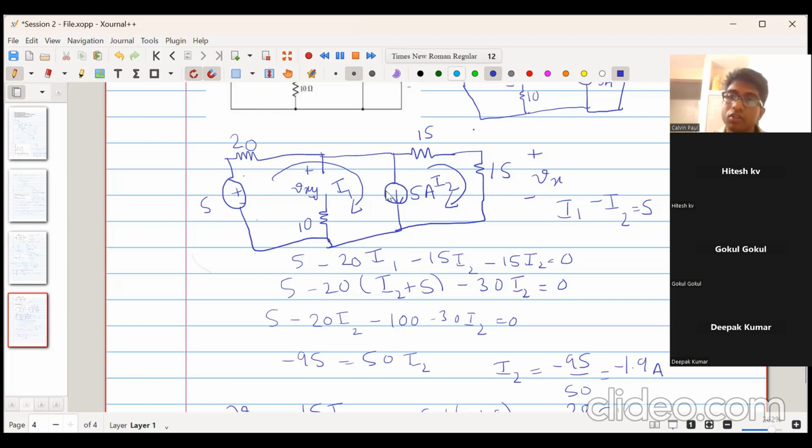Because we don't know the voltage across a current source. That is undefined. That is not known to us. Similarly, we don't know the current through a voltage source. That also we don't know. Those things you must keep in mind. That's why we apply KVL across the entire mesh, across the entire circuit.